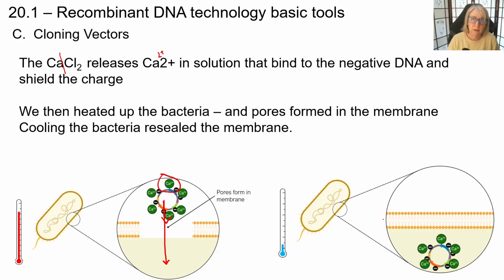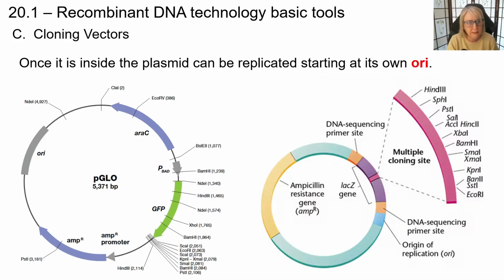We took our plasmid, we put it in a solution that allowed it to negate the charge on the DNA and the plasmid. We then exposed the bacteria to something that caused it to form holes. The DNA from the plasmid moved into the bacteria, and then we resealed the bacteria. When we did this, it can be replicated by the bacteria's replication mechanisms, starting at the origin of replication for the plasmid. This origin of replication is the place where we actually initiate replication. And it's going to follow all of the same rules that we did in bacterial replication 2 weeks ago.